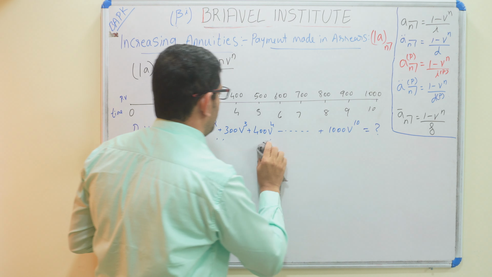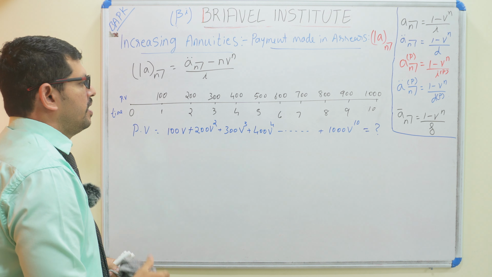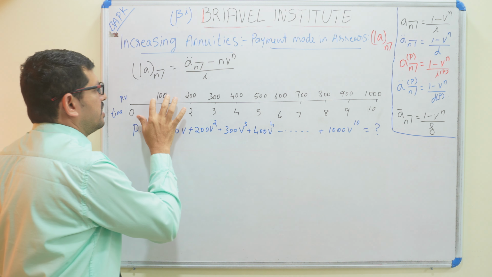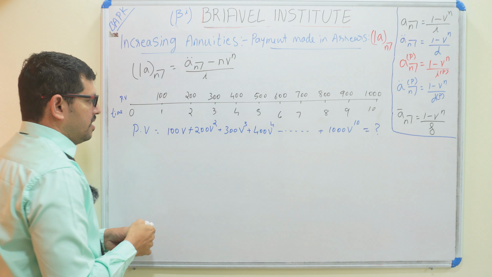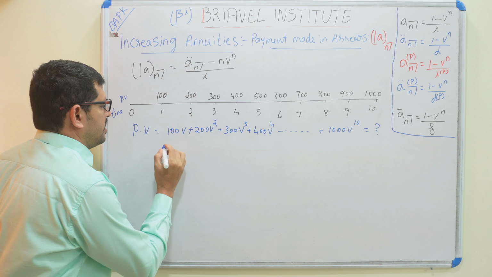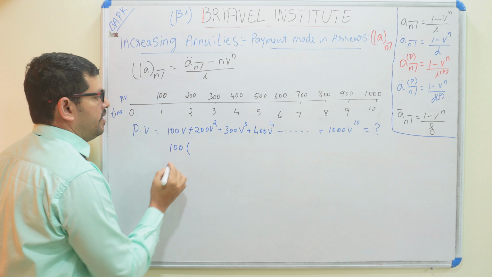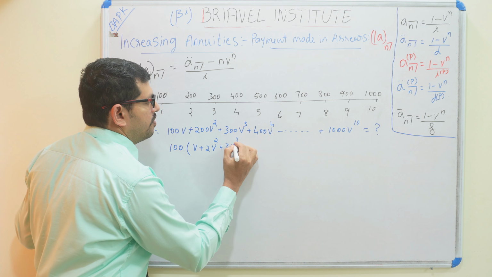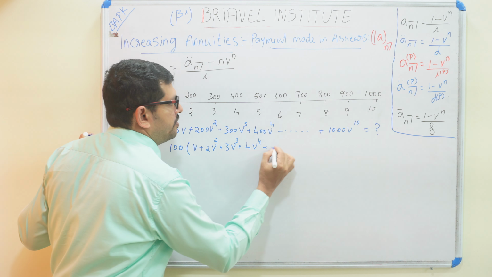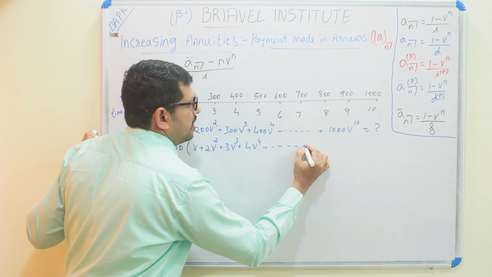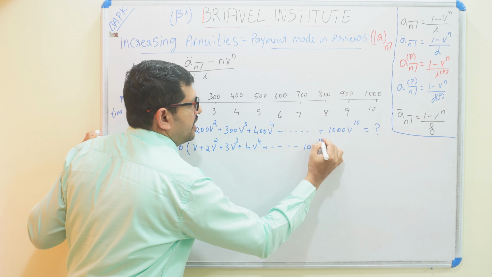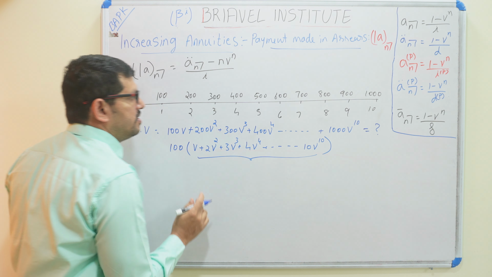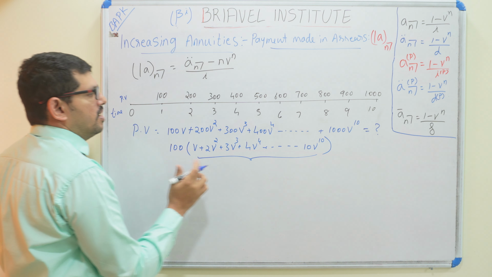Now I can solve this problem. So here you see, 100 is paid every month extra. Here is 100, here is 200, here is 300. So I am just taking 100 outside. So what will be my answer? v plus 2v square plus 3v cube plus 4v raised to 4, up to 10v raised to 10. So how to write this? This is the formula I studied, (Ia)n. So this one I can write.